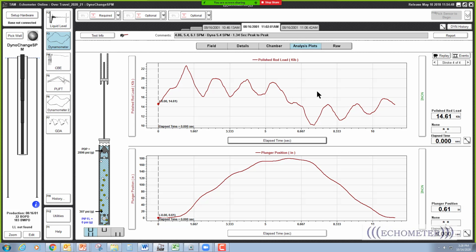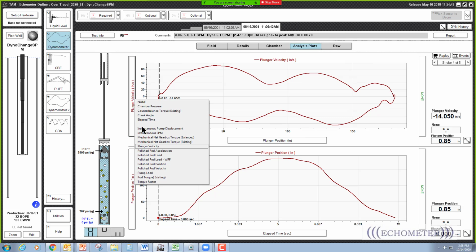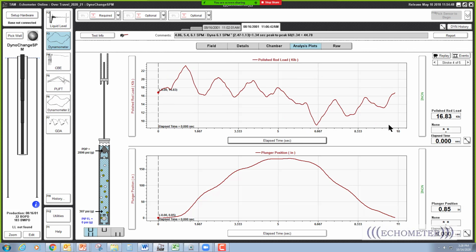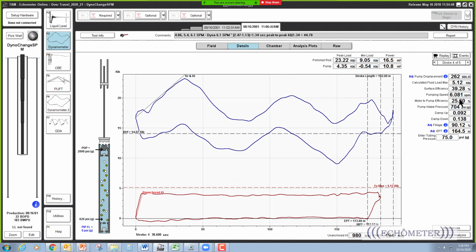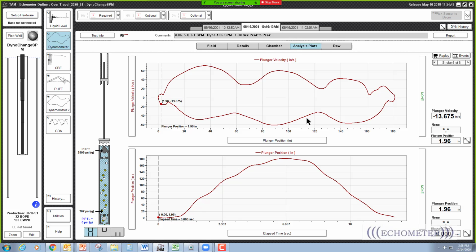Now, if we go to the very last one here and again plot peak polish rod load versus elapsed time, this one is at a speed of 6.08 strokes per minute. So now we've got three different strokes: 4.86, 5.4, and 6.1. Let's look at the analysis plots on all three of these and make them all the same.